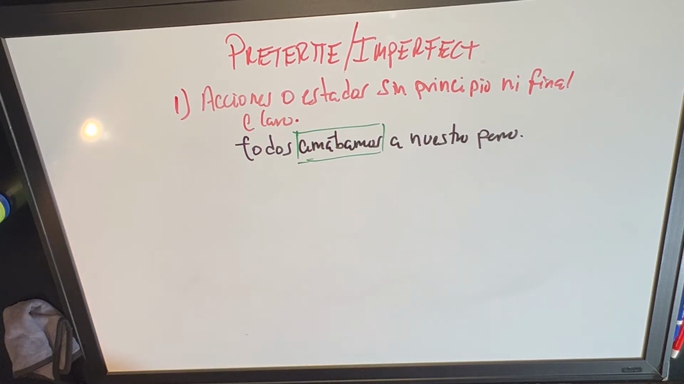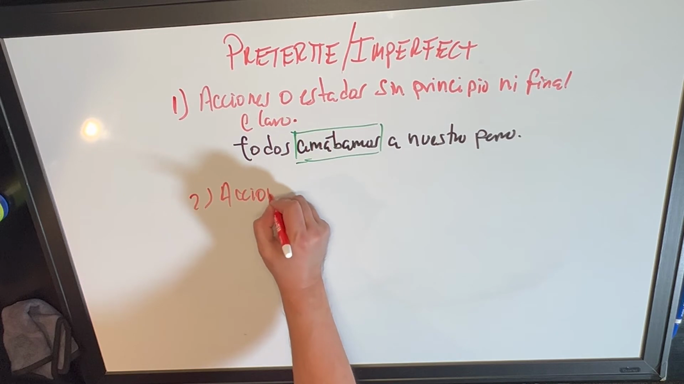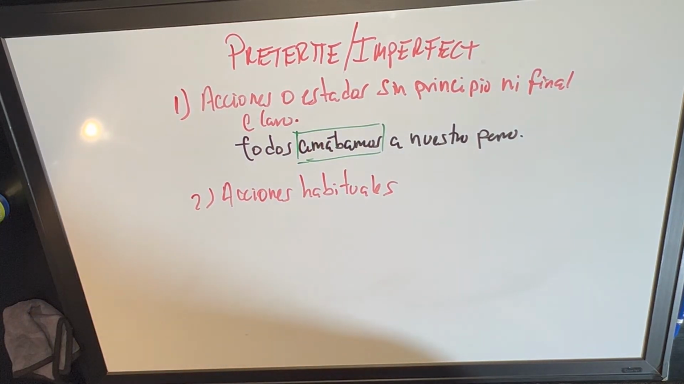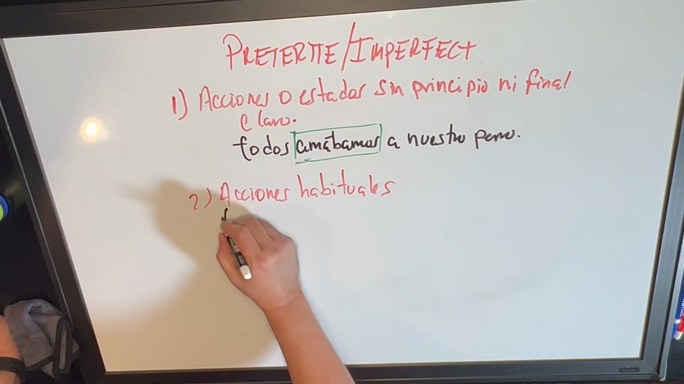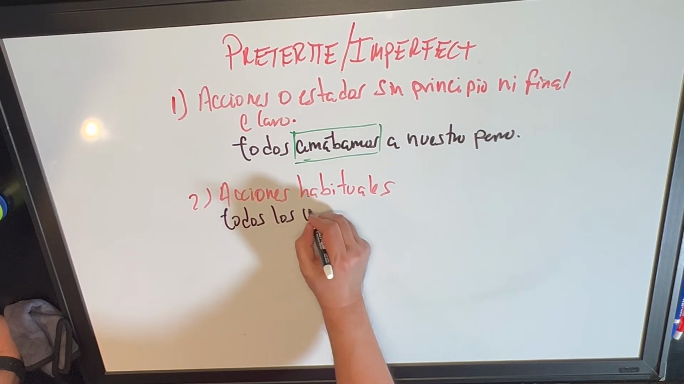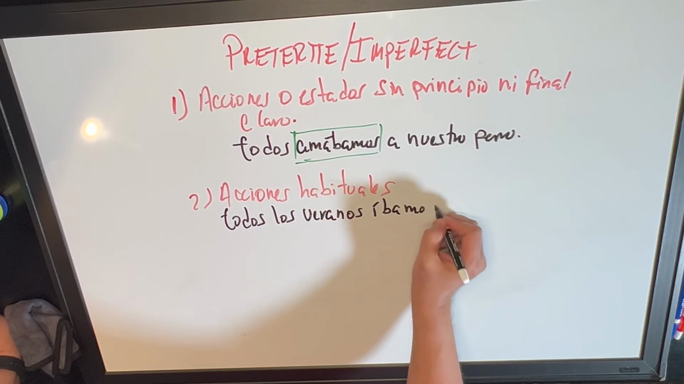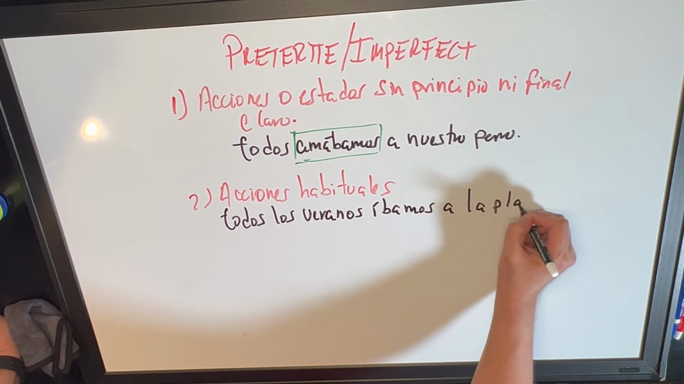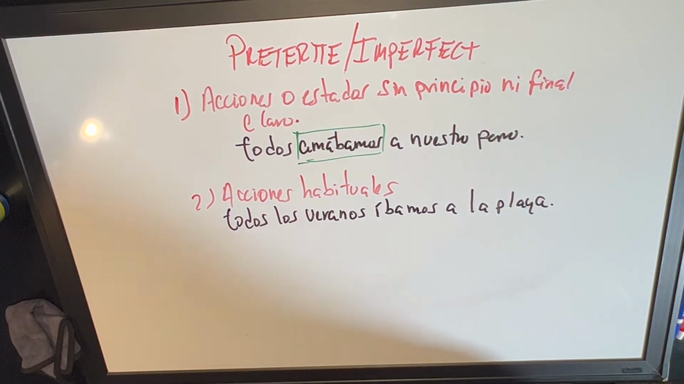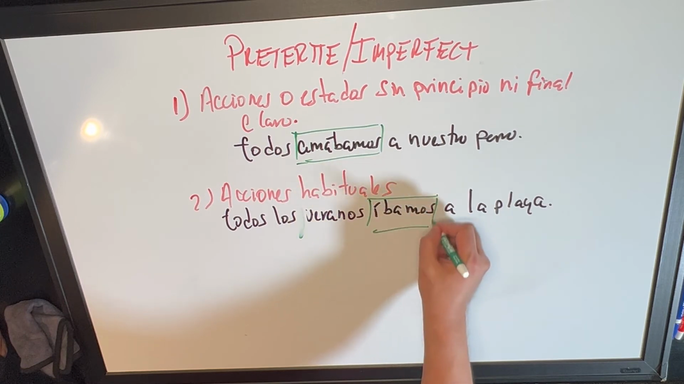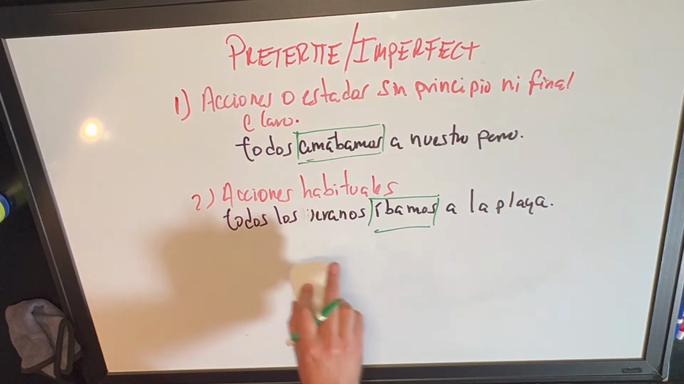The next one is to express habitual actions or common actions. Acciones habituales. These are the things we used to do in the past. For example, todos los veranos, every summer, íbamos a la playa. This is a habitual action, something that we repeated every single summer. It's right here. Íbamos a la playa. Okay? This is the habitual action.